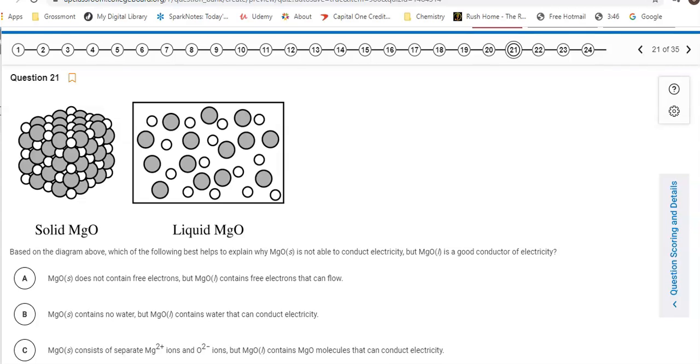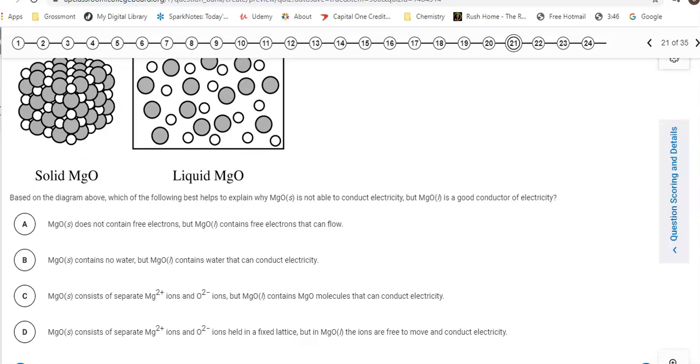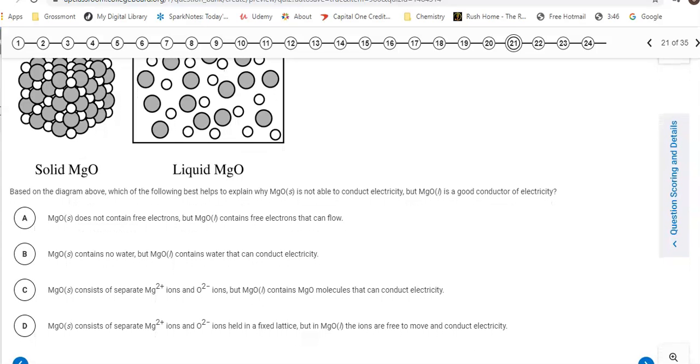So based on the diagram above, which of the following best helps to explain why solid MgO is not able to conduct electricity, but liquid MgO is? Okay, so MgO solid does not contain free electrons, but MgO liquid contains free electrons. That might be the right answer. MgO solid contains no water. That has nothing to do with it. MgO solid consists of separate Mg. Yes, that's actually it. The MgO will attract electrons, but it's not that it has separate electrons or free electrons.